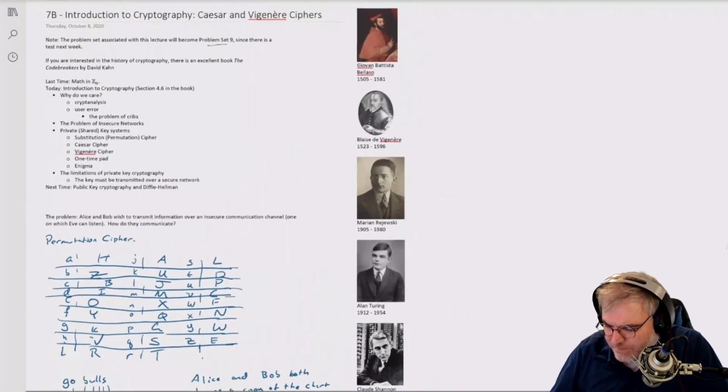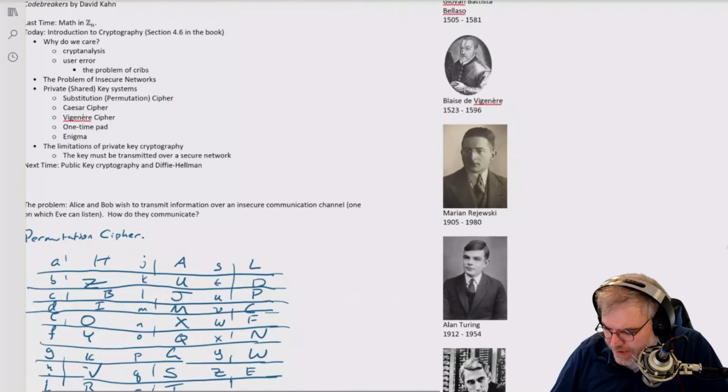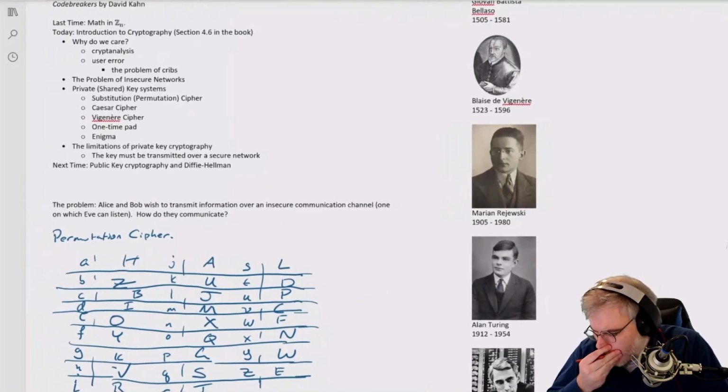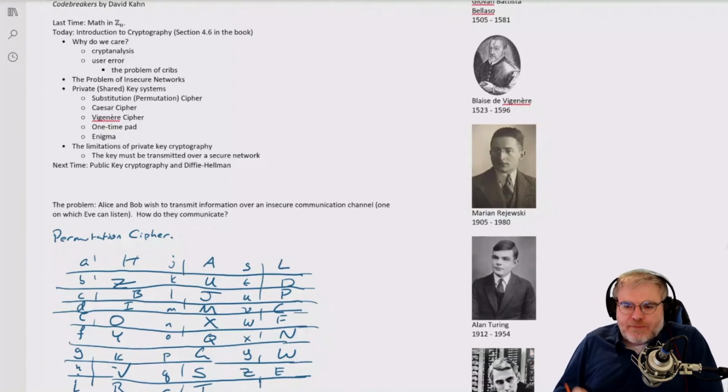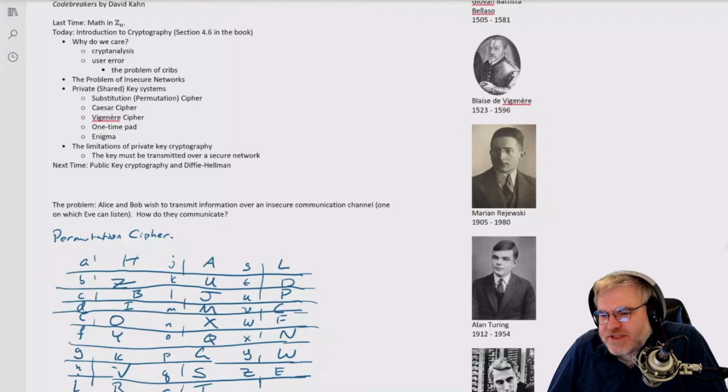Go see the movie if you haven't, by the way, about Turing and the breaking of Enigma. It's really good. But user error and the problem of a crib. So how did Enigma get broken? If you've seen the movie, what was the thing that every German message ended with that they figured out how to break the key? What was it? Right? Spoiler alert. Every message in German from the Nazis ended in what? Heil Hitler.